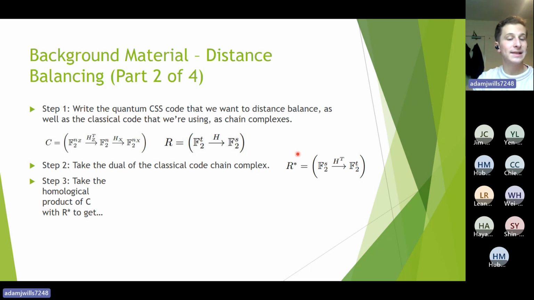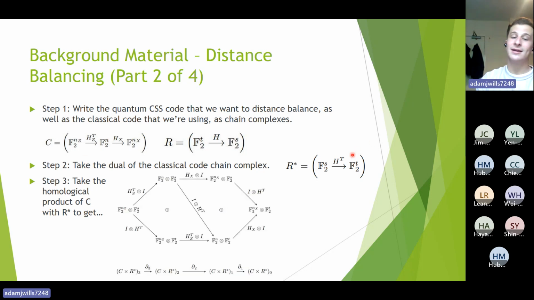The third step is then to take the homological product of C with R star to get this figure, which I promised you. Except I haven't really told you where this figure has come from, what it means, or why we care about it. So I will tell you where it comes from in a second. I'll give you the actual formula for the homological product. But first of all, let me tell you how to read this.